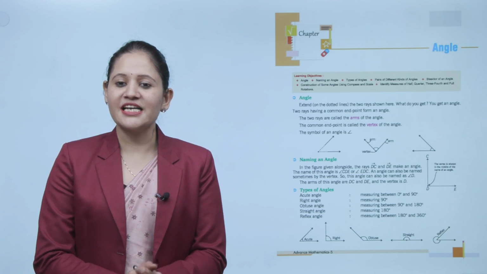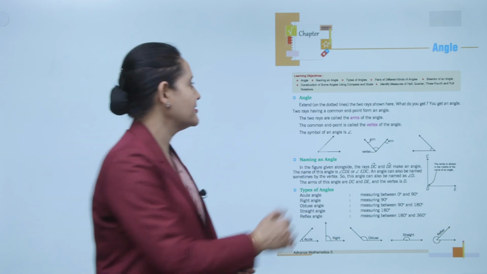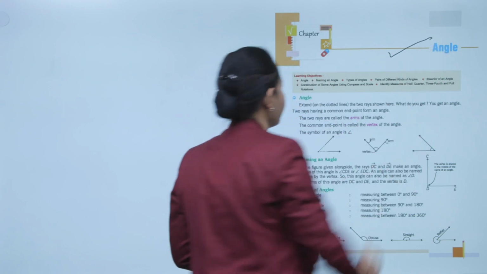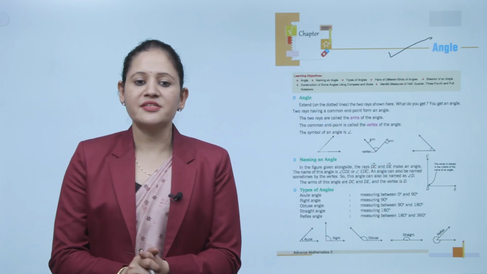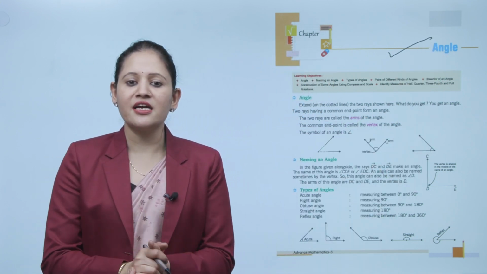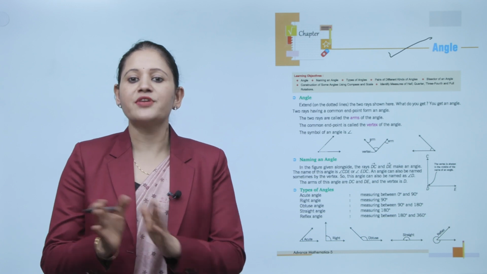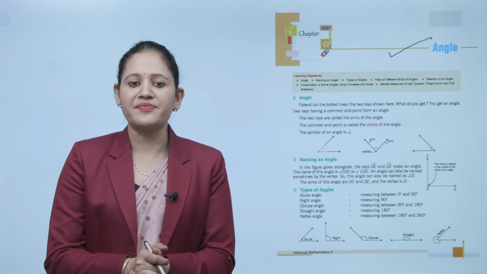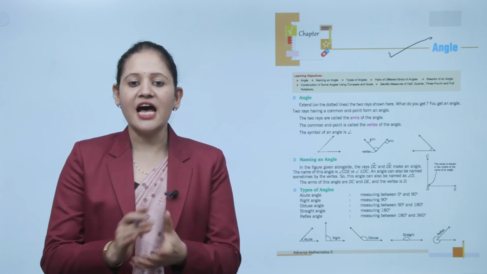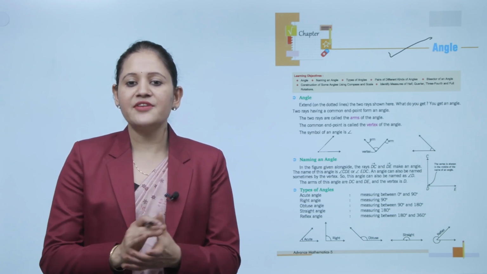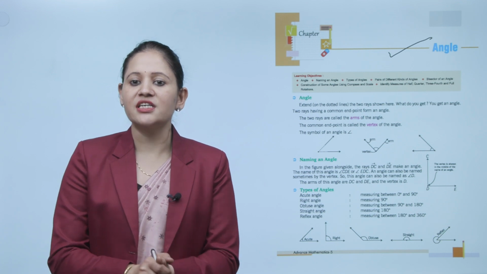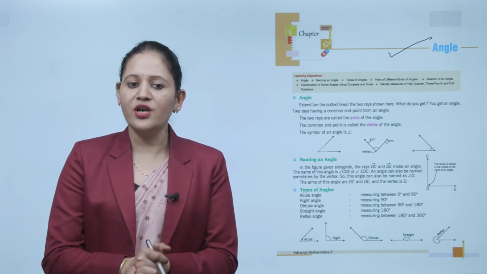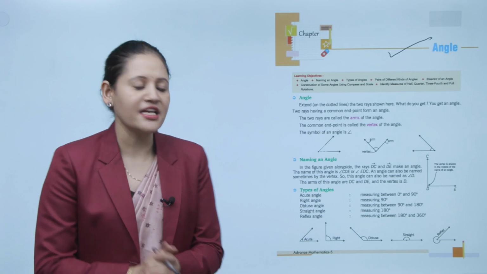Welcome to today's maths class, and today we'll do angle. Our learning objectives are angle, naming an angle, types of angle, pair of different kinds of angle, bisector of an angle, constructions of some angle using compass and scale. Identify measure of half, quarter, 3/4 and full rotation. First is angle.